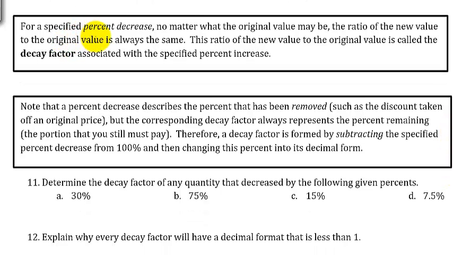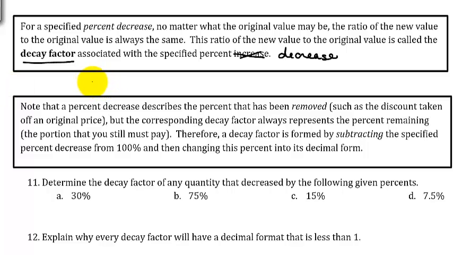For a specified percent decrease, no matter what the original value may be, the ratio of the new value to the original value is always the same. This ratio of the new value to the original value is called the decay factor associated with a specific percent decrease. So that's called a decay factor.